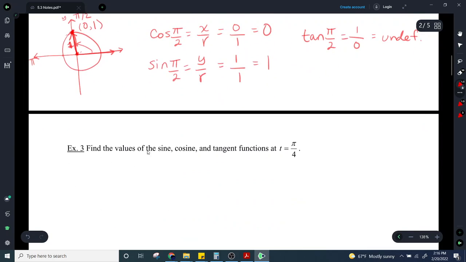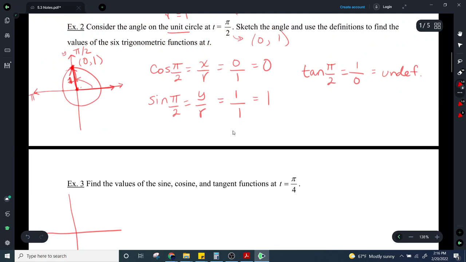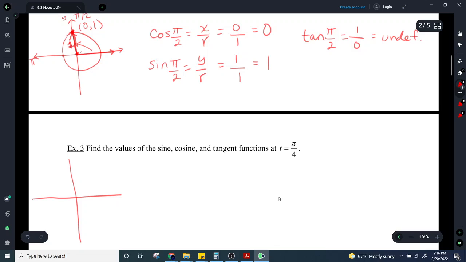Okay, let's do the same thing. Let's find the sine, cosine, and tangent values for pi over 4. Okay, so for pi over 4, let's figure out where that is, first of all. So think about what we just said a minute ago. If this is pi over 2, we only want to go 1/4 of a pi. So that would put me in the first quadrant exactly halfway through.